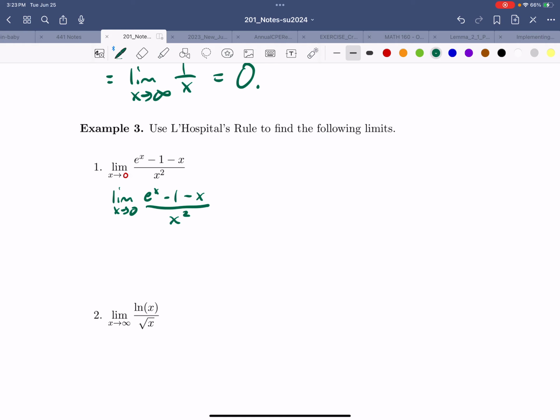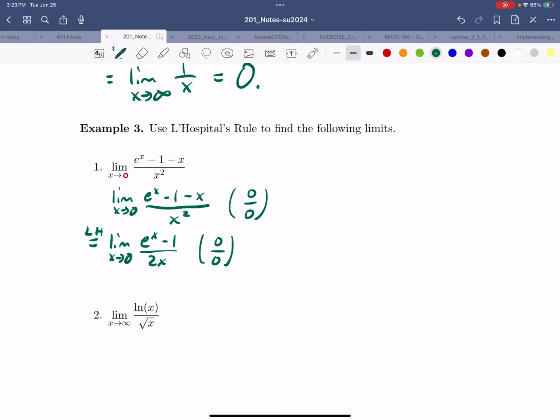Anyway, if we try to take the limit, then we get 0 over 0. e to the 0 minus 1 minus 0 is 0, and the bottom is 0. So we get to use L'Hopital's rule. We keep writing the limit as x approaches 0. Do not stop writing that. We have e to the x minus 1, and then the bottom is 2x. Now what happens if we take the limit? Well, we actually still get 0 over 0. So that's not going to work.